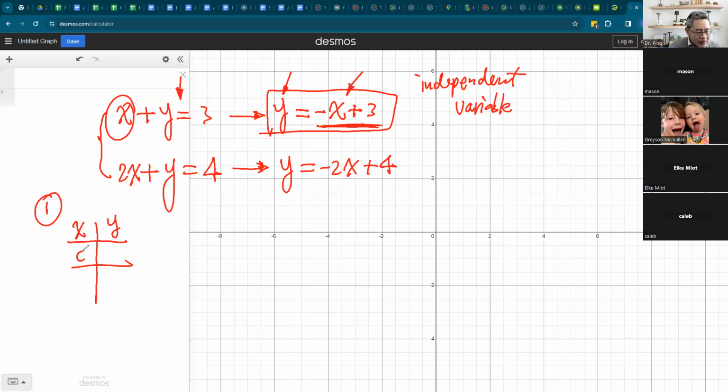So if x is 0, then y is 3. Now we're going to pick another point, let's say 1. Then y would equal negative 1 plus 3, that gives us 2. So (0, 3) will be right here. Then (1, 2), 1 is here, 2 is there. So therefore, we get the line like that.